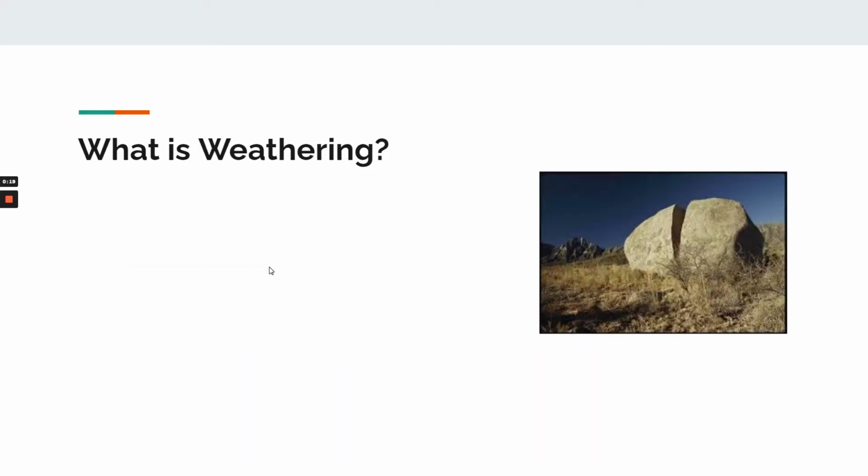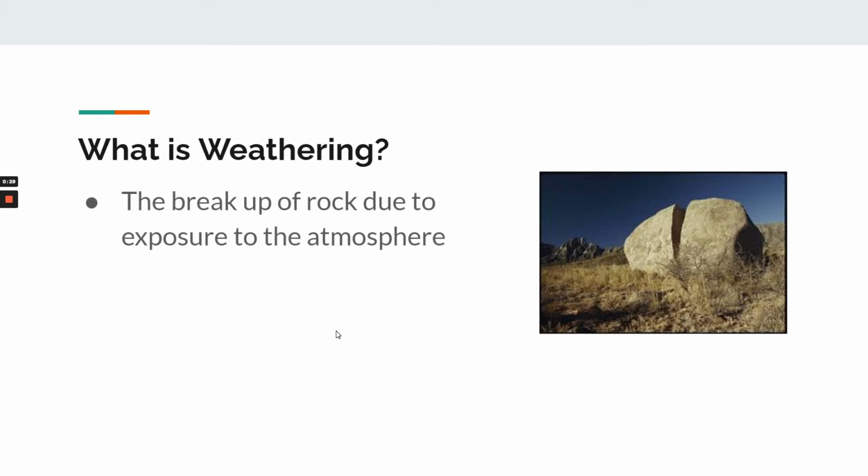So we've been talking about rocks a lot and how they form and the different types of rocks, and now we're going to talk about how they break down. So we'll start with this idea of weathering. Weathering is the breaking up or breakup of rock due to exposure to the atmosphere.